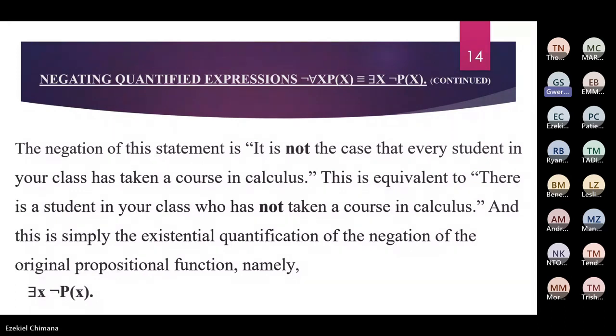Then the negation of this statement reads: it is not the case that every student in your class has taken a course in calculus. This is equivalent to: there is a student in your class who has not taken a course in calculus. This is simply the existential quantification of the negation of the original propositional function, namely there exists x, negation of P of x.